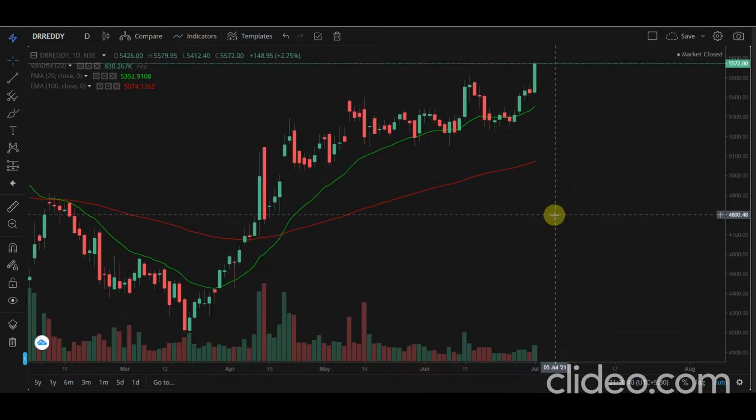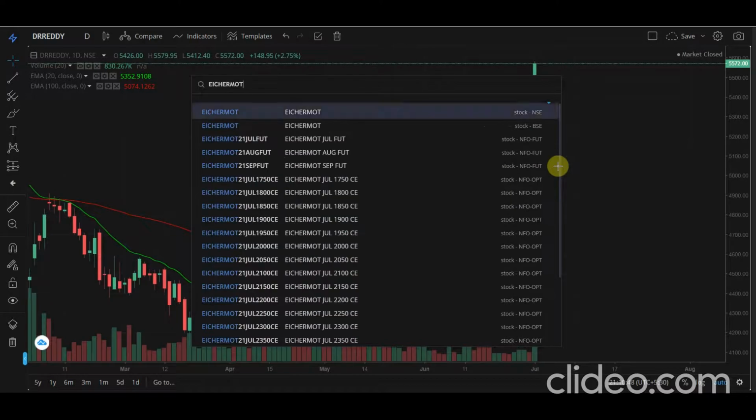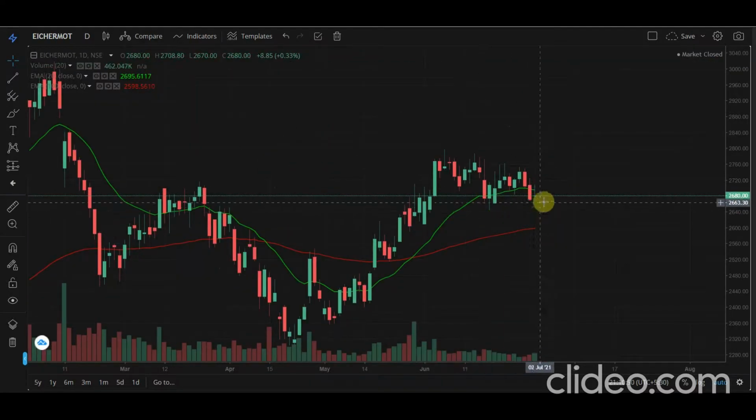Moving averages are too wide, and there is no sign of this moving average coming down. So we'll move on to the next one, Eicher Motor. It is wide, but it's flattening and it may reverse from right here. So I'll just ignore this particular stock.